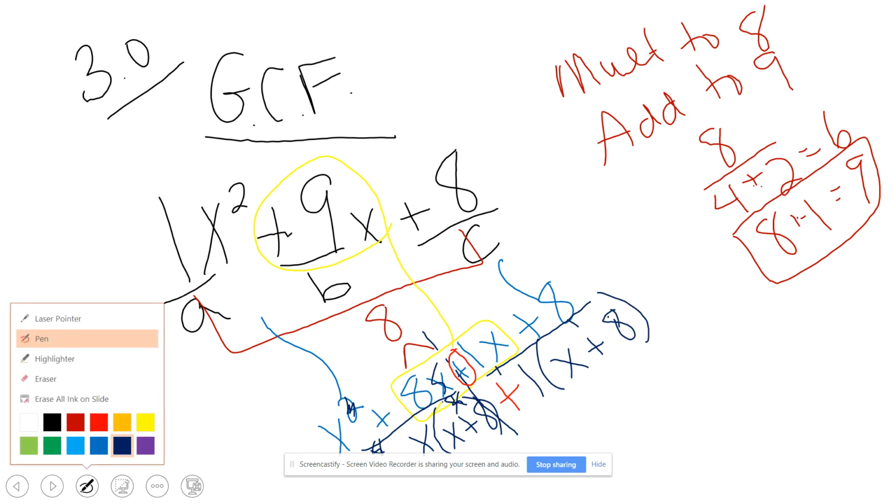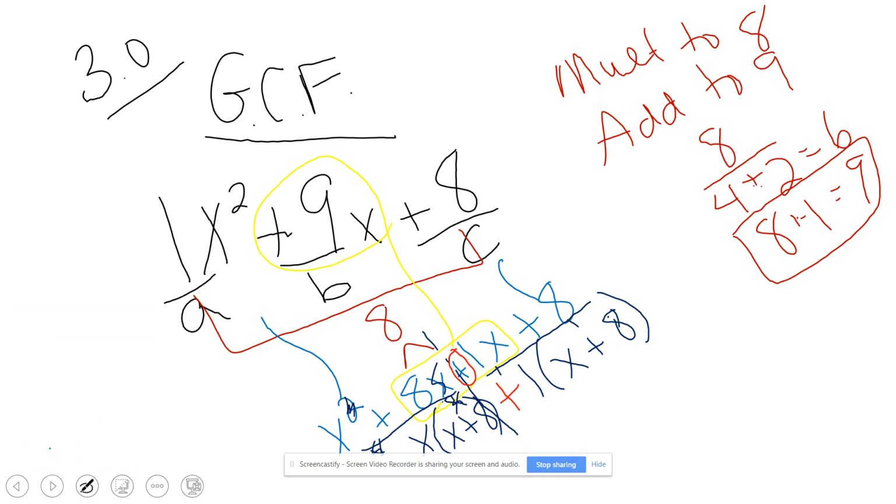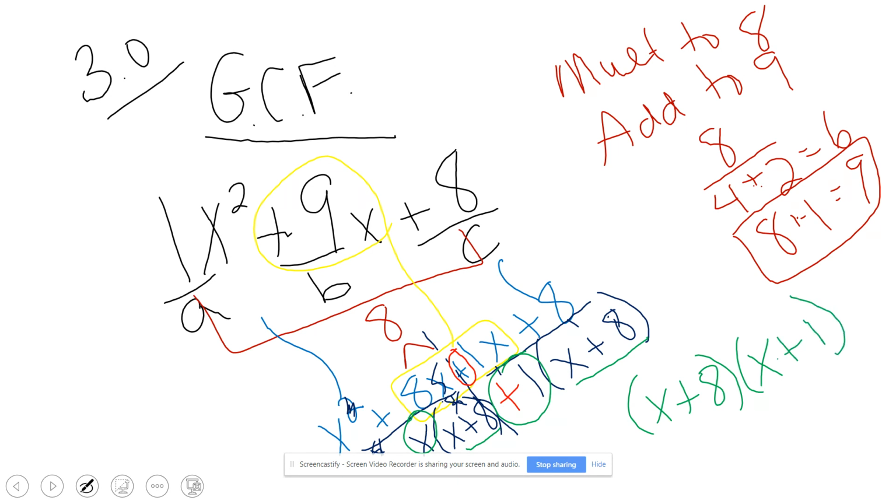So how we know that we've done our factoring correctly so far is that these two parentheses are exactly identical. Positive x plus 8 in both of those. That also means that one of our answers is x plus 8. The other answer are the common factors that we pulled out in front of those parentheses. So going from left to right, we have x plus 1. And this is factored form.